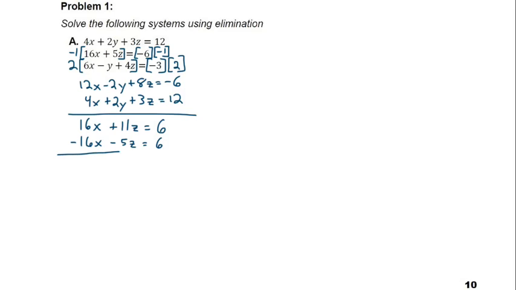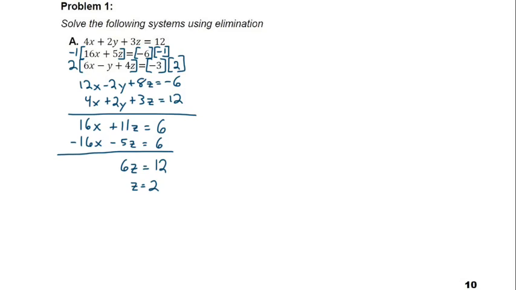Now when I add these two together, I'm eliminating an x. 16 minus 16 is 0, so those go away. 11 minus 5 is 6, so that's 6 z's. And 6 plus 6 is 12. Divide it on out, z equals 2.